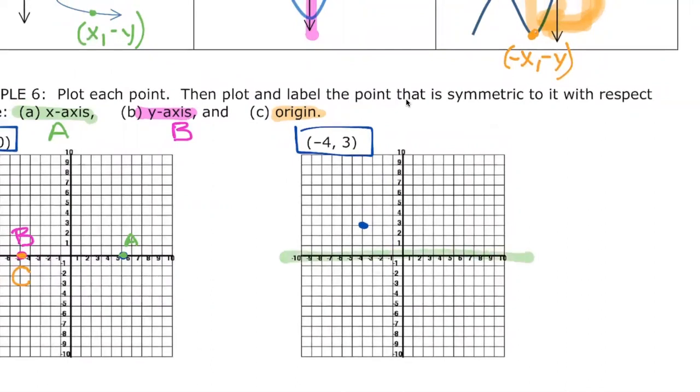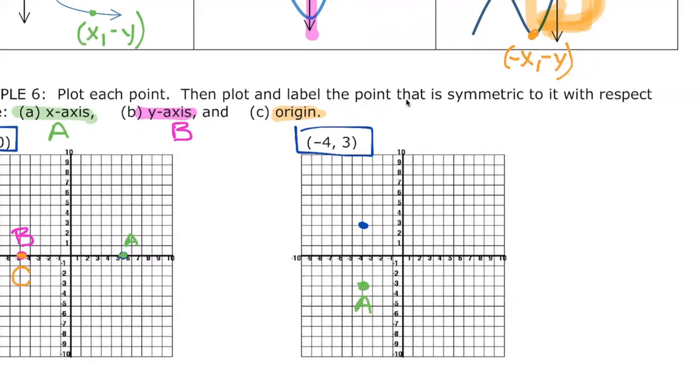We want to flip it over it. We want to reflect over it. So it's going to have to come down, okay? So notice that it's 3 above. So to find the exact spot, you're going to go 3 below. So I'm going to count 3 below, and that's going to be my point A.